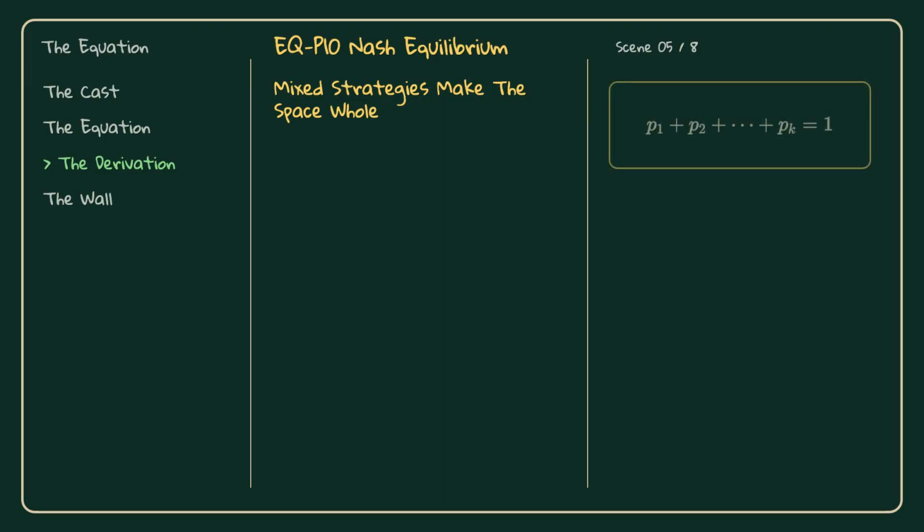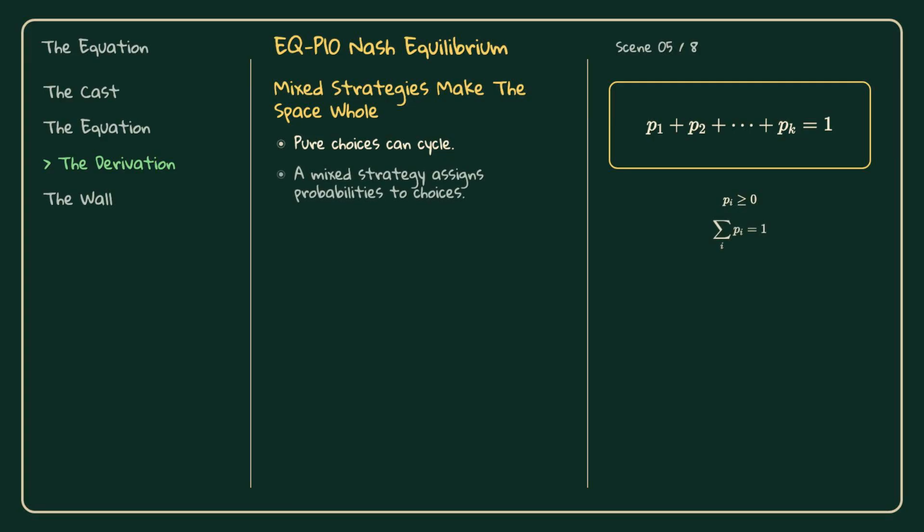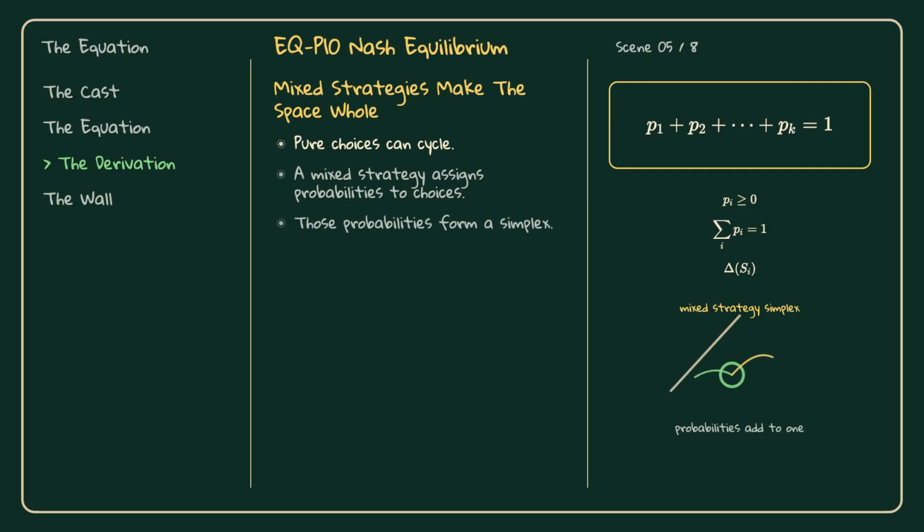Nash used a fixed point theorem to prove existence in finite games with mixed strategies. Mixed strategies are the key bridge. A pure strategy picks one action; a mixed strategy assigns probabilities to actions. In rock, paper, scissors, always playing rock is pure. Playing each option 1/3 of the time is mixed. The mixed strategy space is a simplex. That means the probabilities are non-negative. That means the probabilities add to 1.